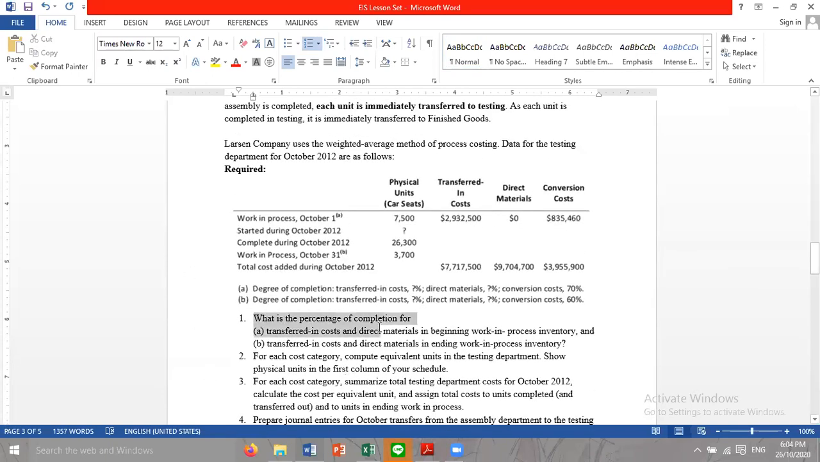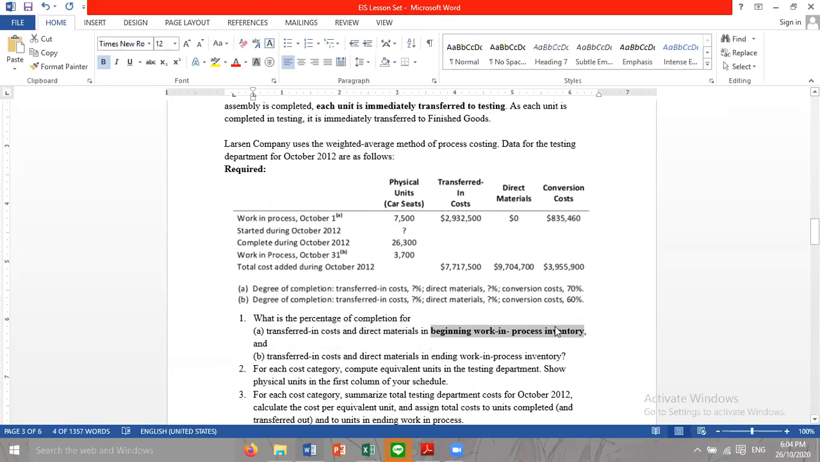The first one is, what is the percentage of completion for transferred in cost and direct materials in beginning work in process inventory? The key phrase this time is beginning work in process inventory. So we need to find out the percentage of completion. Once again, transferred in cost will always be 100%. So the percentage of completion for transferred in cost is 100%.